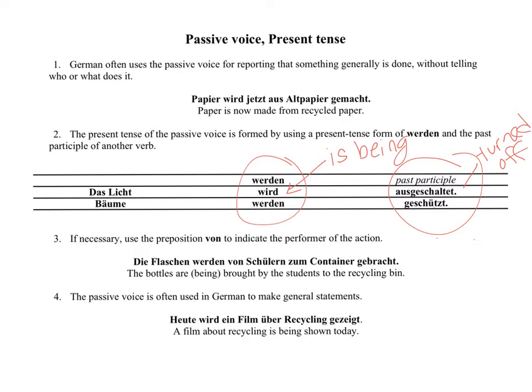And then underneath it we have a plural example. Bäume, so the plural of trees. Werden, so instead of is being, now it's plural. They are being. And then the past tense of schützen, to protect, geschützt, so protected. So trees are being protected. Bäume werden geschützt.